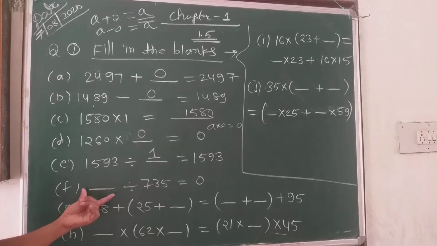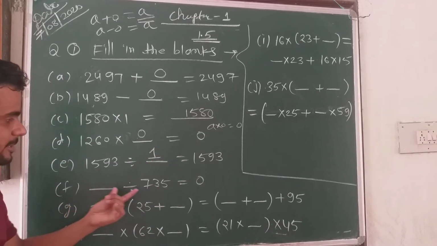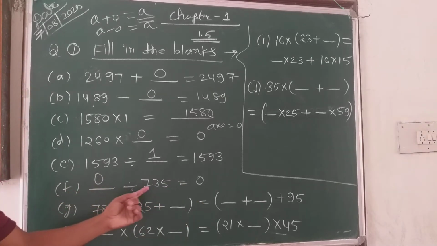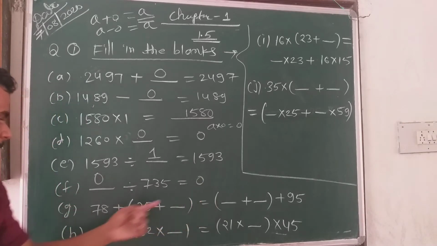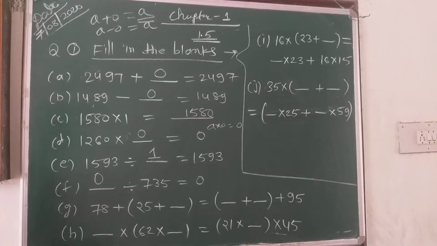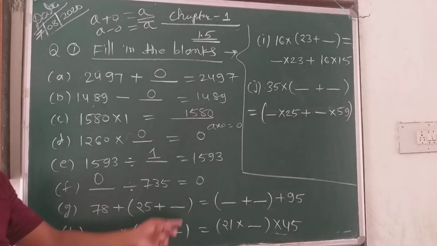Next, the given number: which number divided by 735 gives the result 0? It means 0 divided by 735, then the result is 0. And in G, H, I and J, we have to use the associative property of multiplication and the distributive property.